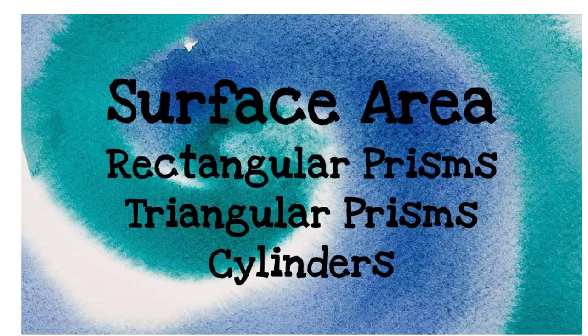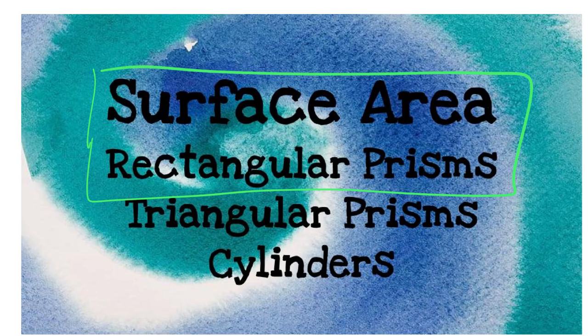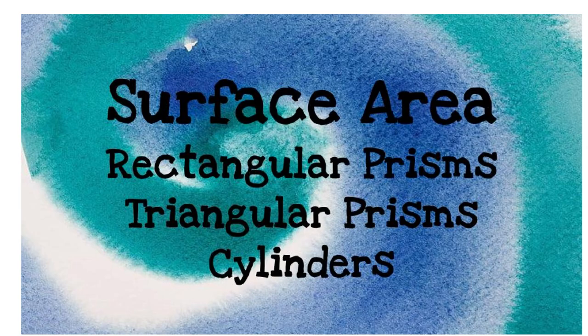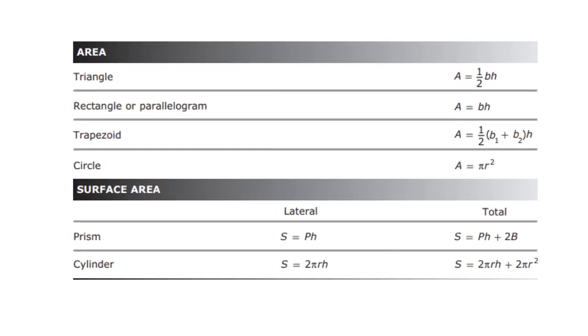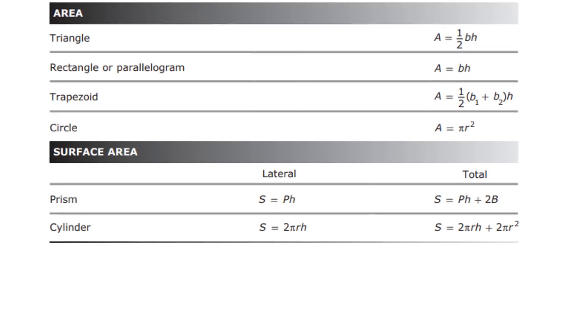All right, I'm going to go ahead and get started. We are going to be finding the surface area, and I'm going to just focus on rectangular prisms for now. Now I'm going to look at triangular prisms just to give you a preview. Remember our math charts for today's lesson especially, we are going to be using these two formulas. Remember, total includes everything, so this is all encompassing.